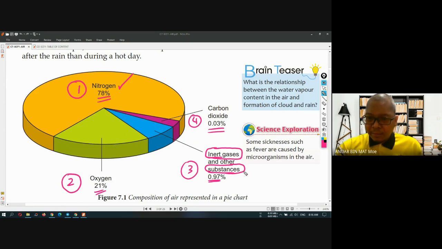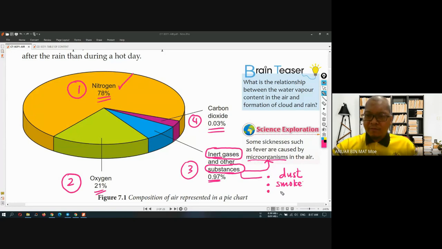For example, what are other substances? Microorganisms. And what else? Can you give me an example of other substances in the air around us? Anybody? Just guess, give me a possible answer. Microorganisms. Okay, what do you think, others? What other material is in the air? Dust. Yes, very good. Of course, dust. Dust, and then smoke, and then what?